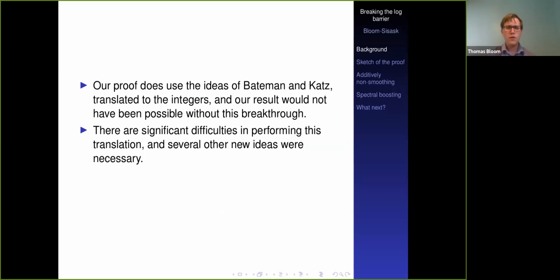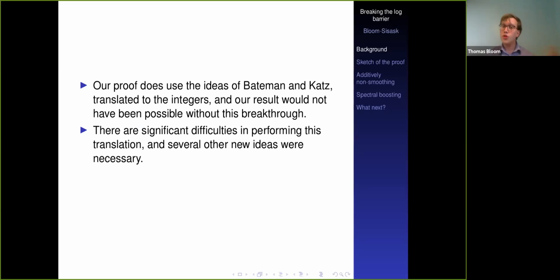And so certainly one thing to stress is that our proof definitely does very heavily use a lot of the ideas of Bateman and Katz translated to the integers. So it's certainly not a straightforward translation. There are a lot of difficulties in working out exactly how to get these methods to apply to the integers rather than F3 to the n.